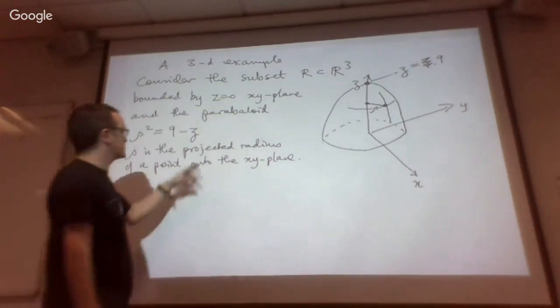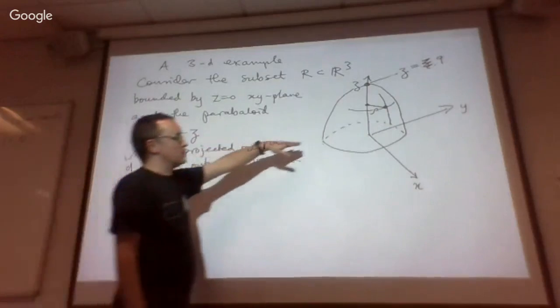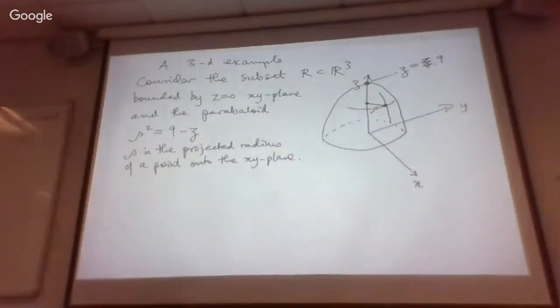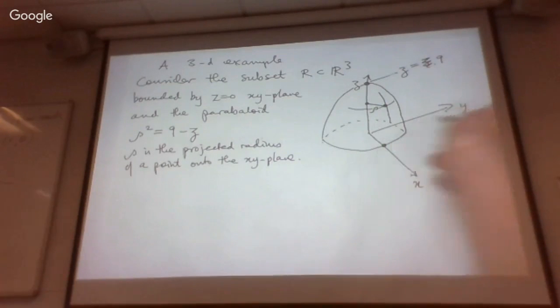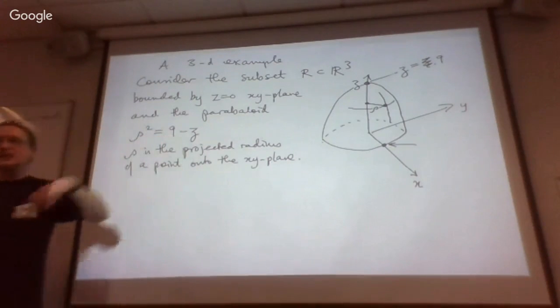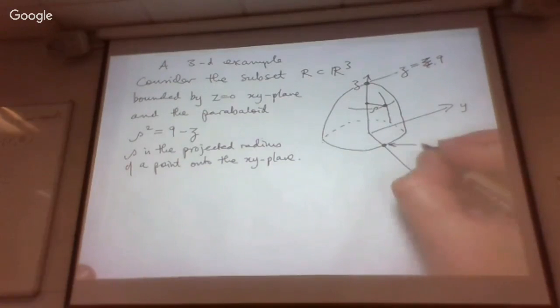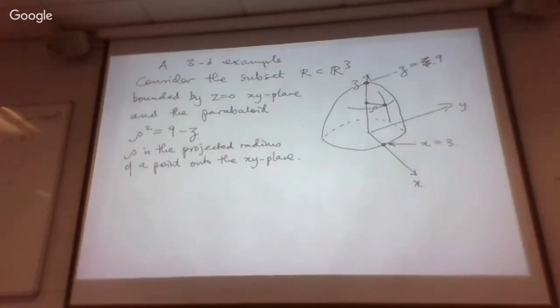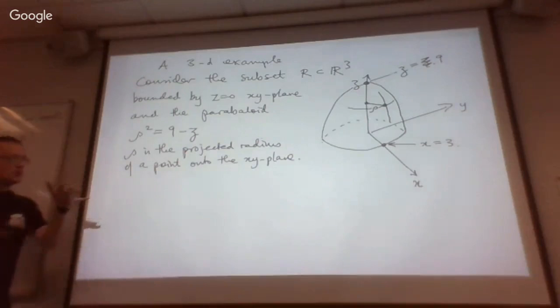But when z is 0, down near the bottom, you've got a wide radius at the bottom. So where is it cutting the axes? What's the radius at the bottom when z is 0? It's rho squared equals 9. So the radius is 3. So that's x equals 3 there, where it cuts the x-axis on the ground floor. So that's our shape. It's the part of this paraboloid cut off by the xy plane.